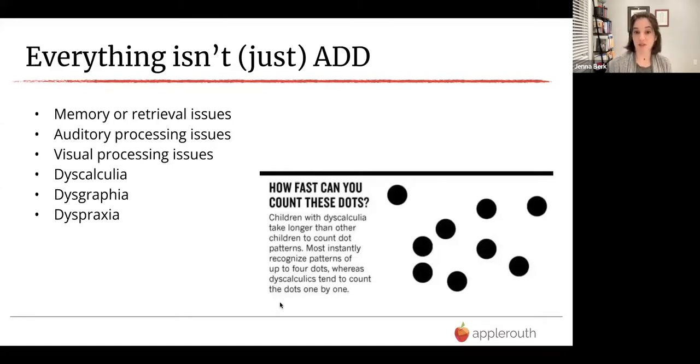Dysgraphia also has to do with having difficulty writing, and that can be joined hand in hand with dyspraxia, which is more physical coordination. So you might see this with a student who has really struggled with their handwriting. It could be that they just don't like handwriting, but it also could be that there's something more of a learning difference going on.